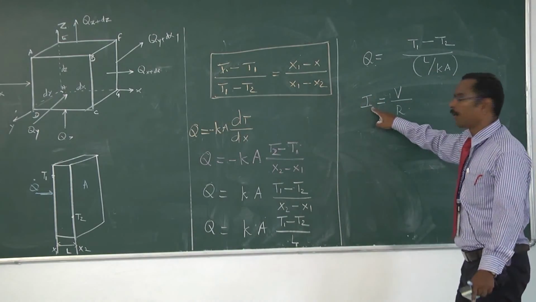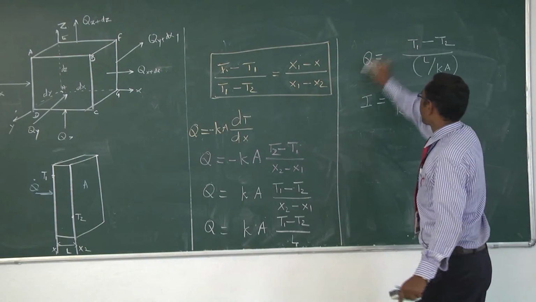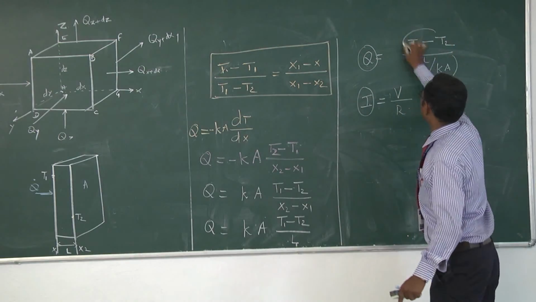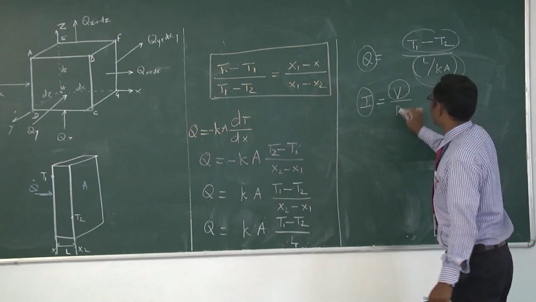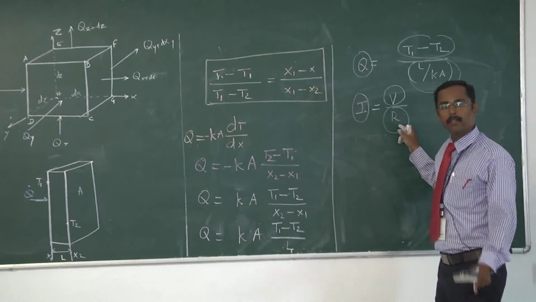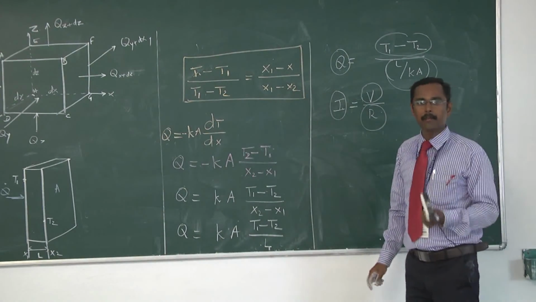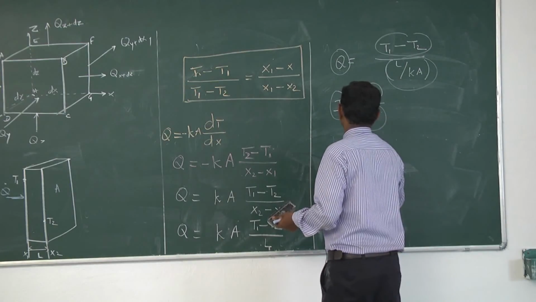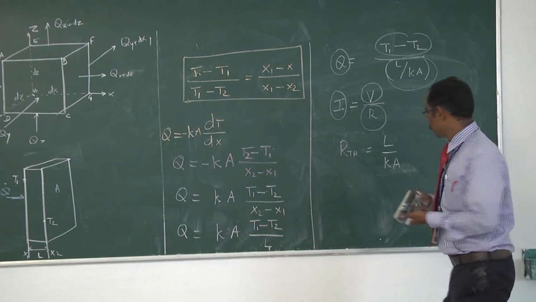So, for current flow the driving force is the potential difference. I can compare this equation: heat flow with the current flow, temperature difference with the potential difference, and L by kA, this term, is called resistance. Here it is called electrical resistance, but in heat flow we call this thermal resistance. Thermal resistance equals L divided by k into A.